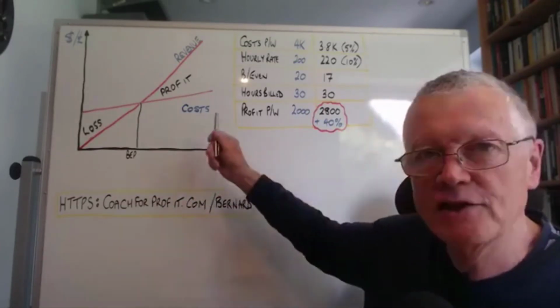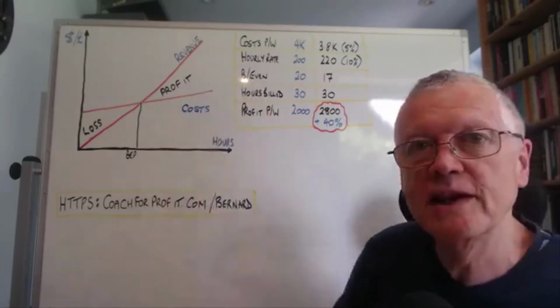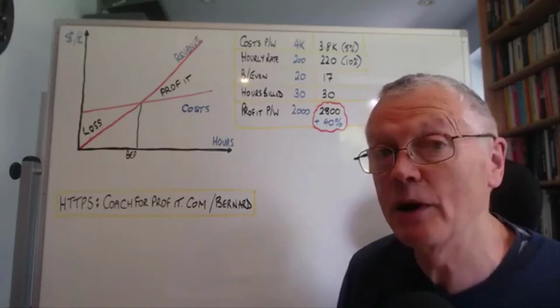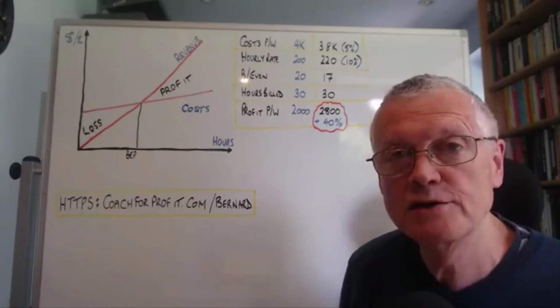I hope you found that interesting and useful. Really what we're saying is very small improvements in how much you can actually charge per hour on average could make a 30 or 40% difference or more to your bottom line.